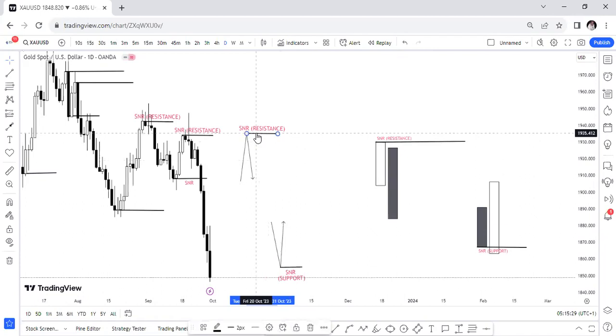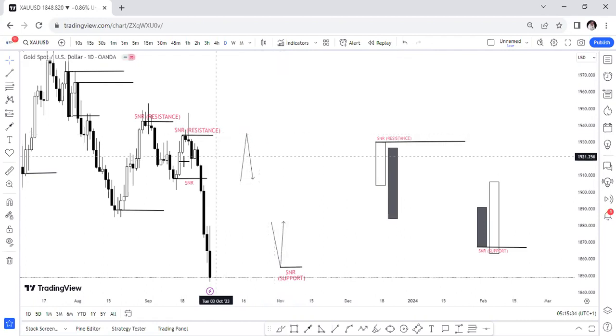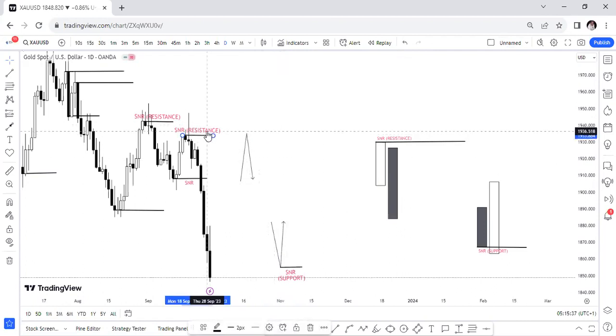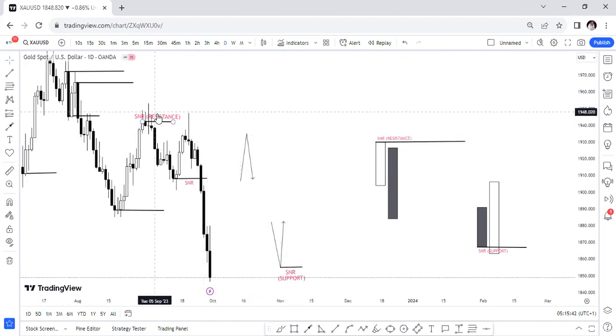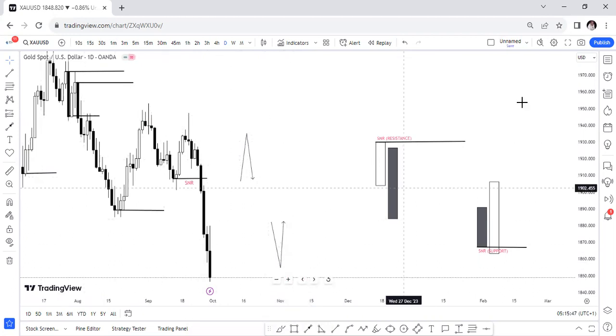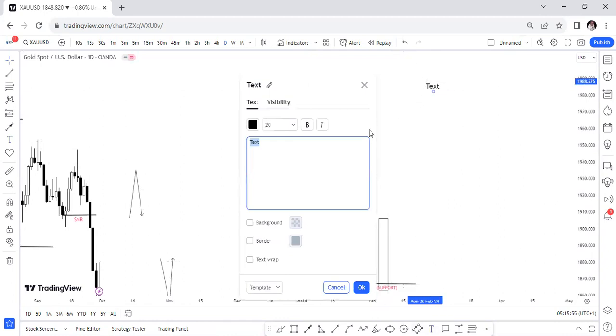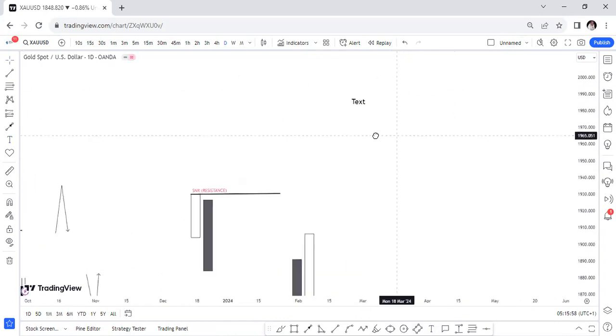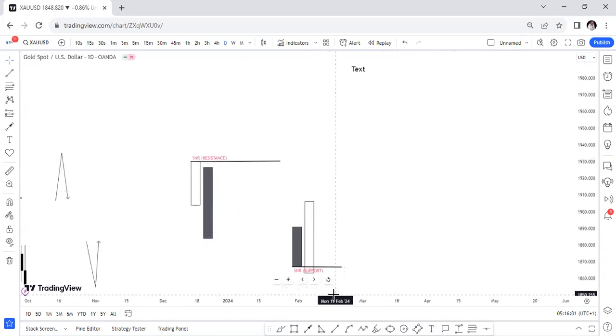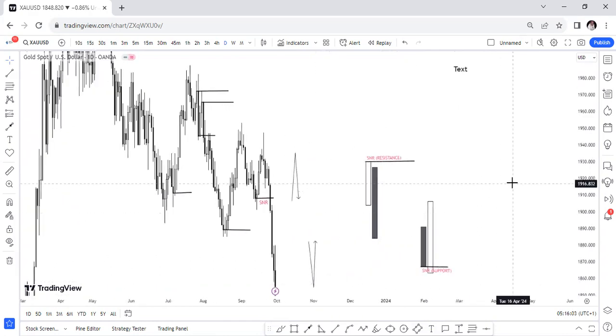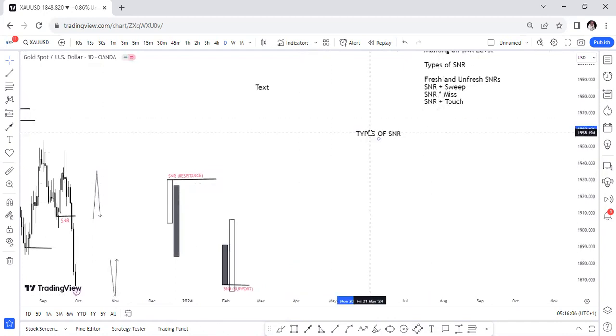So having done that, we move on to the next thing. That's how to mark your levels of SNR. Then we have the types of SNR. I'm going to move to the next item: types of SNR. We have about four that we're going to talk about.